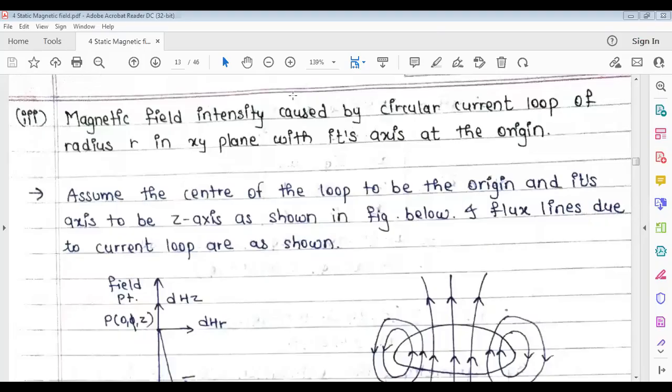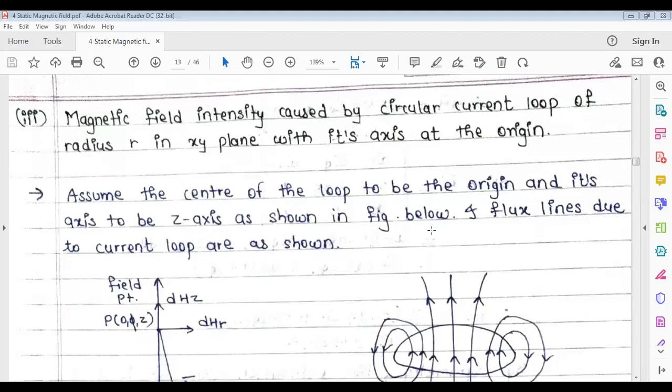Okay. So just wait, I'm sharing screen here. Okay. So I hope the screen is visible to all.